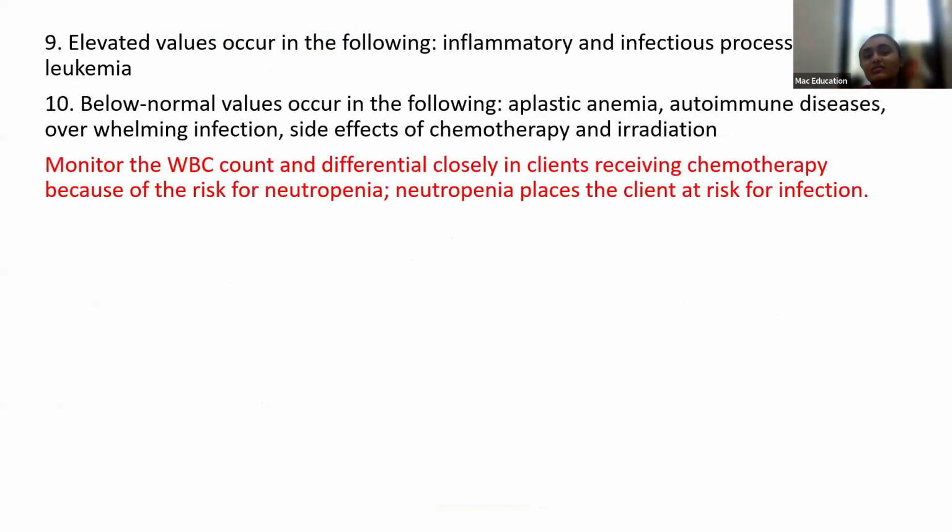Then in which conditions the WBC becomes high or low, we have studied. Due to chemotherapy, there is a risk of neutropenia. Neutropenia leads to risk of infection. So we have to take infection precautions. You have to remember which are the infection precautions. We have already studied this in the oncological chapter.